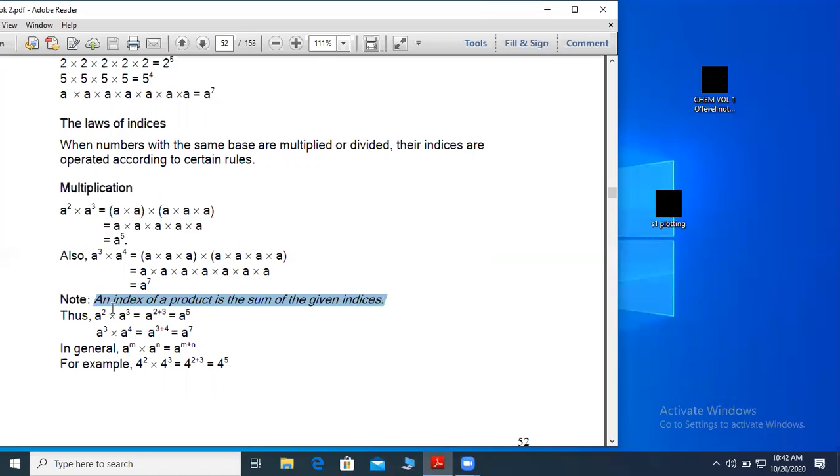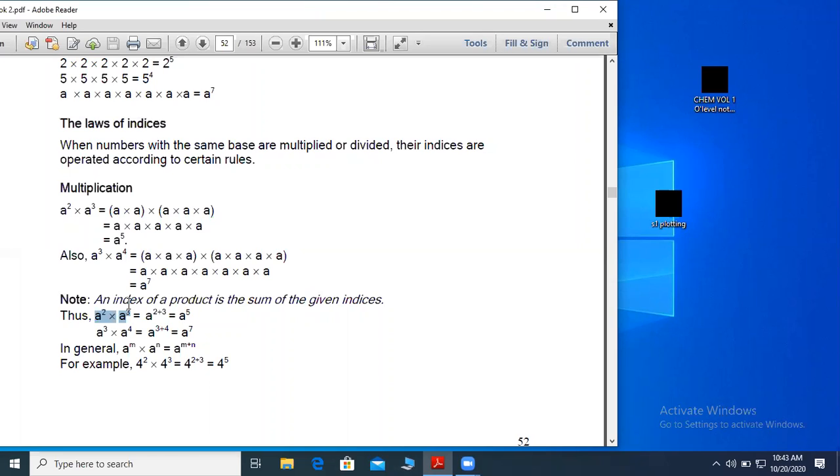Please take note of this rule and understand it. When you are multiplying indices that have the same base, you just write one base and add the powers. I think even in primary you had some insight about that.